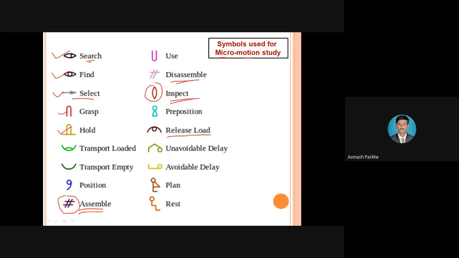For unavoidable delay, that means in between some of the operations your tool may break, such unavoidable delay can be represented. Then there is avoidable delay: if I have to change the tool, I remove the first tool and attach the second tool, such delays are called avoidable. Then plan and rest position can be represented using these symbols. So these are the different symbols used in the micro motion study, in which the movements of the left hand and the right hand can be represented.